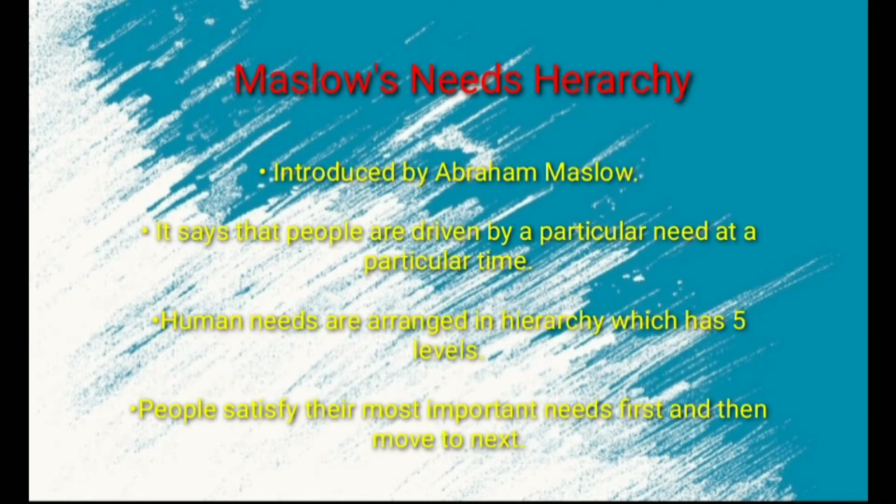Maslow's needs hierarchy. Introduced by Abraham Maslow, it said that people are driven by particular needs at a particular time. So, it means in a particular state of life you need to satisfy certain needs. Once needs are achieved, once needs are satisfied, then go to the next one. Human needs are arranged in a hierarchy which has five levels. People satisfy their most important needs first and then move to the next, like what I said.